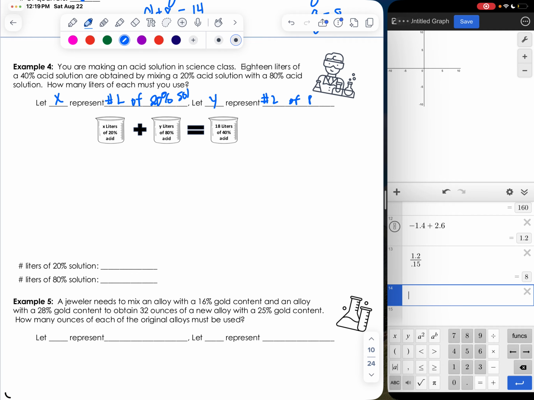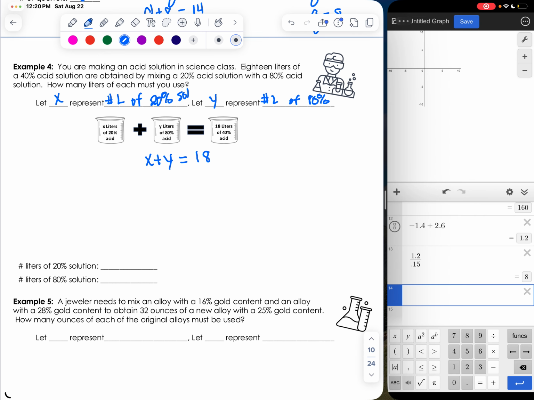Let's see, 80% solution. So here's what's happening. We've got X liters of a 20% acid that you're mixing with Y liters of an 80% acid, and you want to obtain 18 liters of a 40% acid. So what we're going to do first, just like the ticket problem and the coin problem, is write an equation for the total number of liters, which in this case, we want the number of liters of the 20% acid plus the number of liters of the 80% acid to add up to 18 total liters.